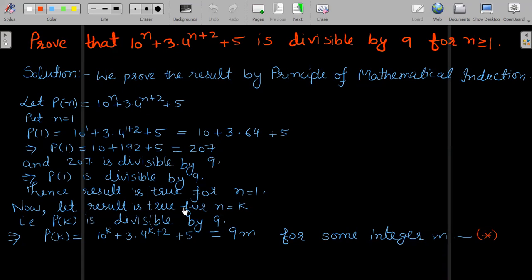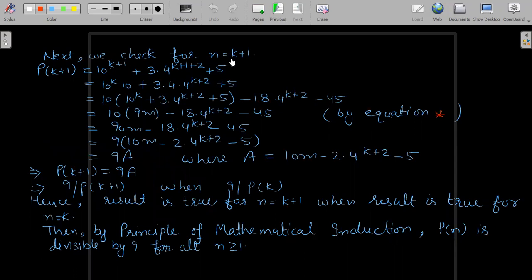Now let the result be true for n = k. That is, Pk is divisible by 9, and Pk is 10^k + 3·4^(k+2) + 5. Pk is divisible by 9, and by the definition of divisibility, there is an integer m such that Pk = 9m, where m is some integer. Next we check for n = k + 1.